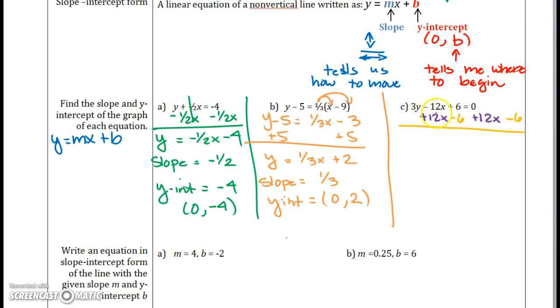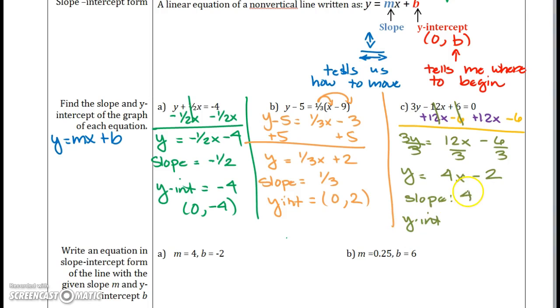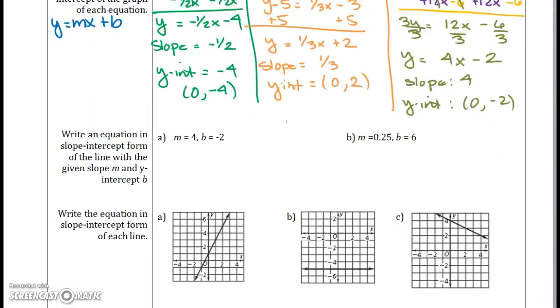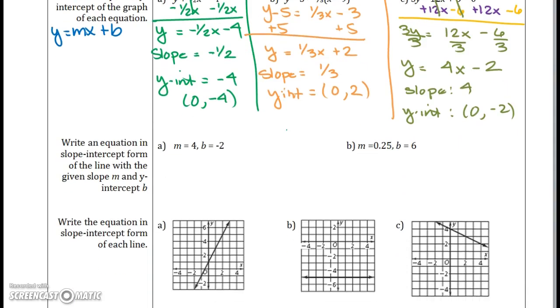So what do we have? Well, these cancel and these cancel. So I have 3y is equal to, well, this is 0 plus 12x minus 6. Now, let's divide by 3. And I have y is equal to 4x minus 2. If you could, please, go ahead and label your slope and your y-intercept. Slope, 4, y-intercept, 0, negative 2. Always going to write it as a coordinate. Always. Okay, wait. You need to pause? Go ahead. Pause. And then we're going to move on.